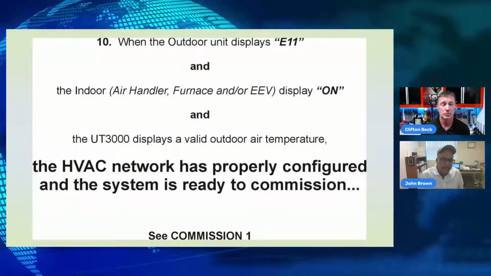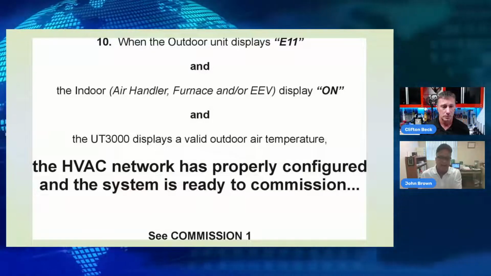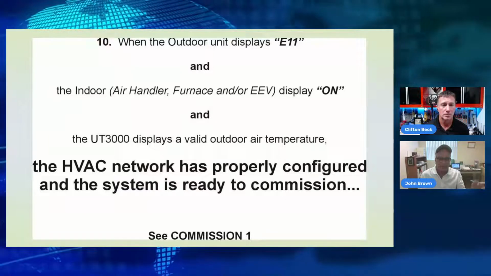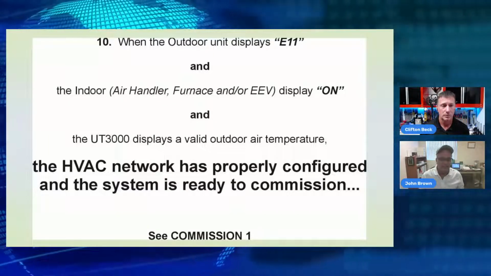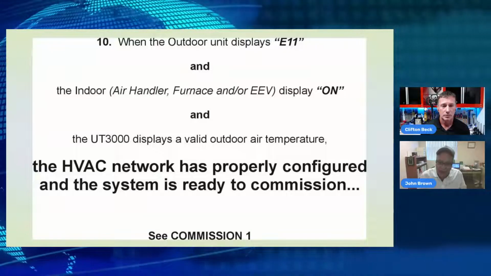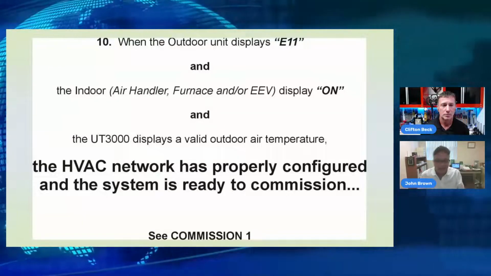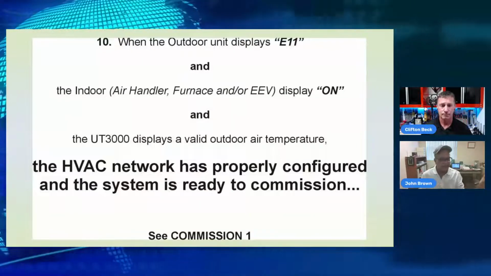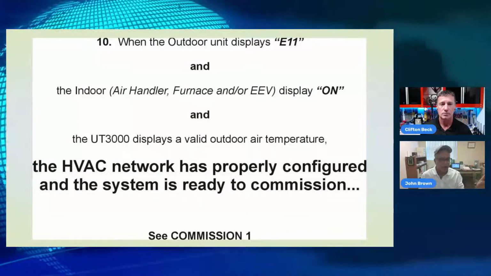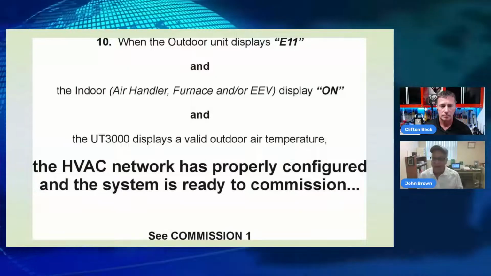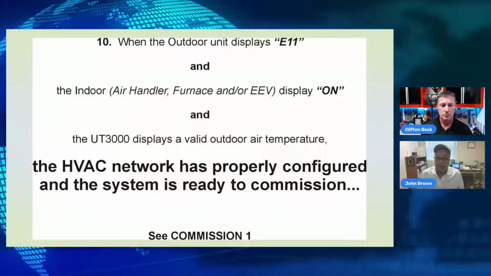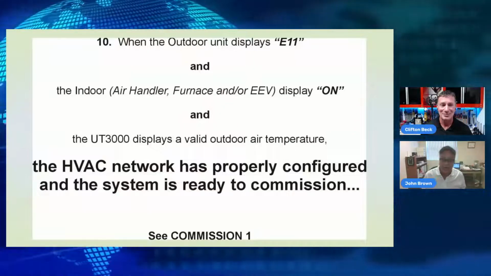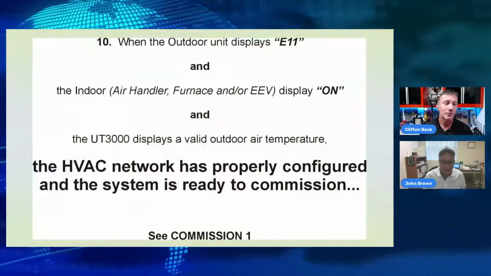Correct. Now I can go to the outdoor unit and the display shows E11, which means the system test needs to be performed. The indoor air handler, the furnace circuit board displays on. E77 is no longer displayed on the EEV circuit board. And the UT3000 now shows a valid outdoor air temperature.